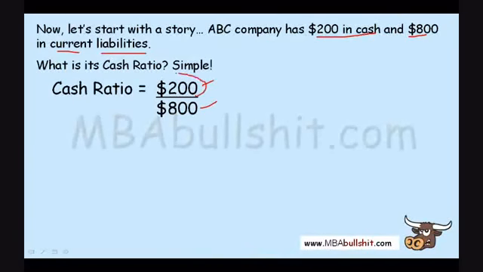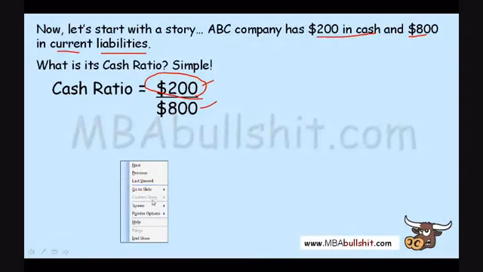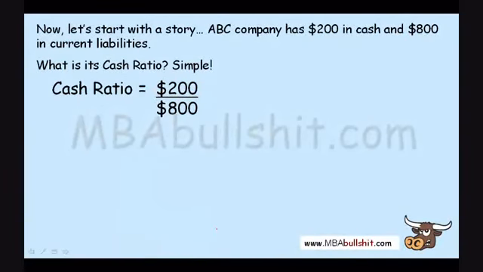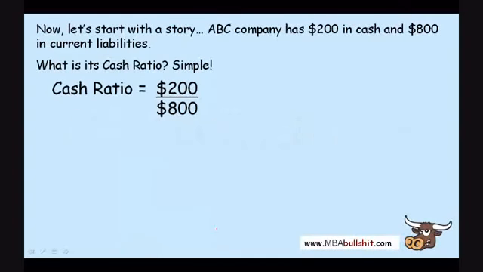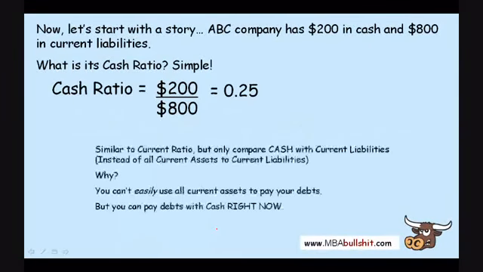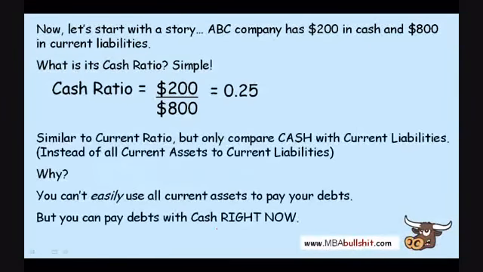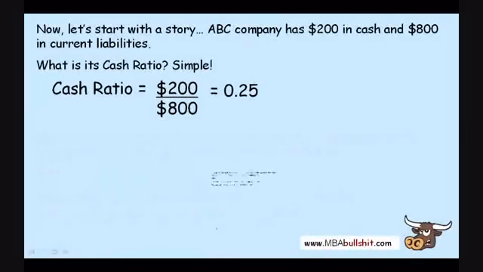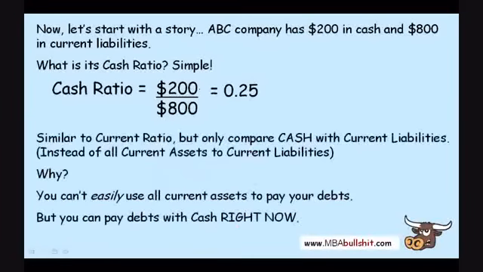Now you notice up here we only input the cash amount and not all of the current assets of the company. Okay, so basically, what will our cash ratio be? Very simple. It will be 0.25. So it's similar to the current ratio, but we only compare cash with current liabilities instead of all current assets to current liabilities. Why?